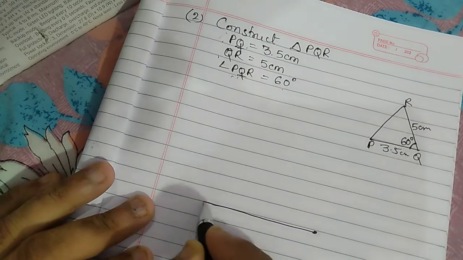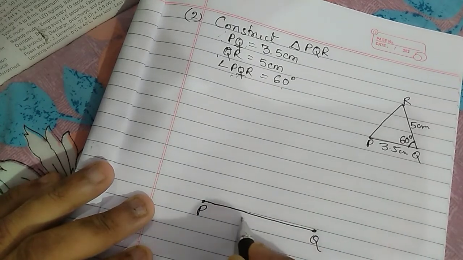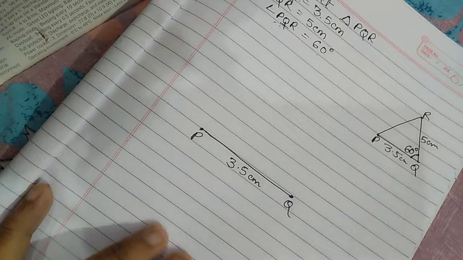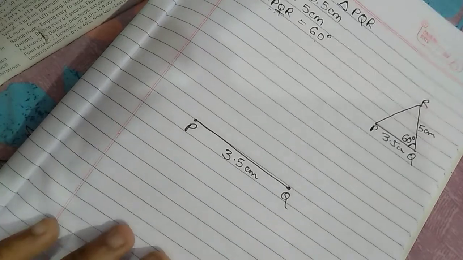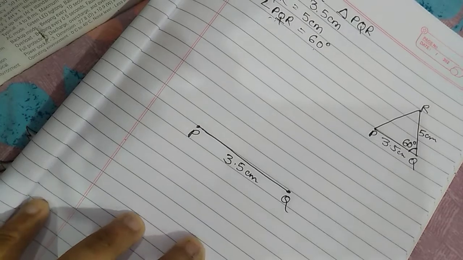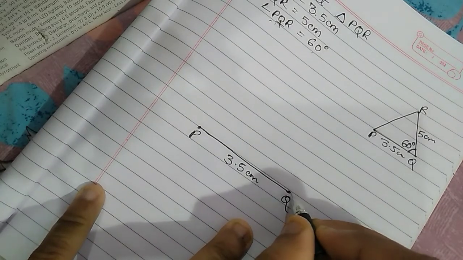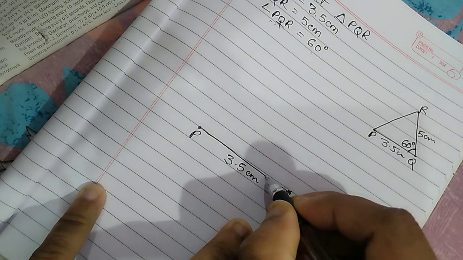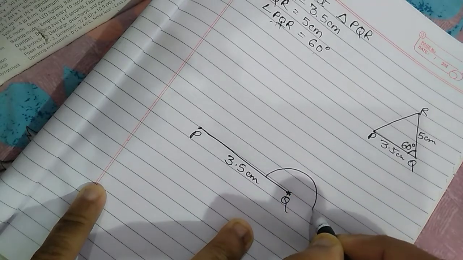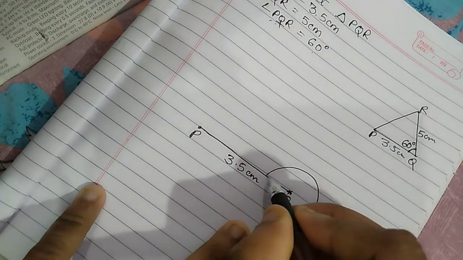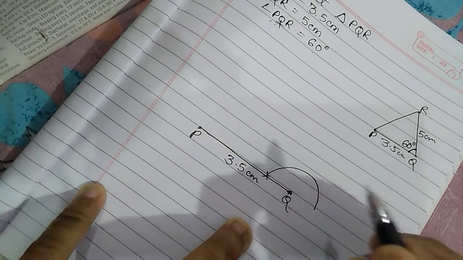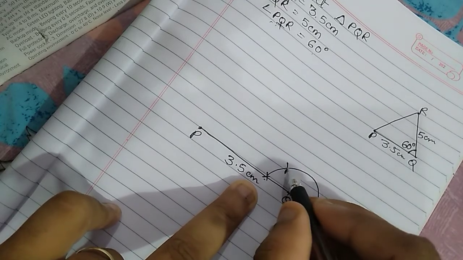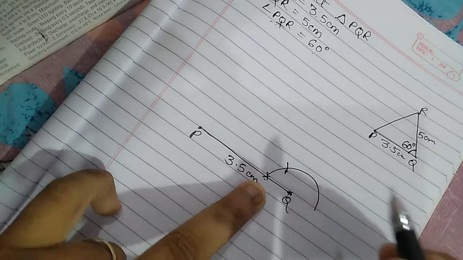Draw line segment PQ of 3.5 centimeter. Now set your compass for the radius 2 centimeter, place your compass needle at point Q and make a semicircle like this. Now in the next step, place your compass at this point and make an arc here. This is the arc of 60 degree.